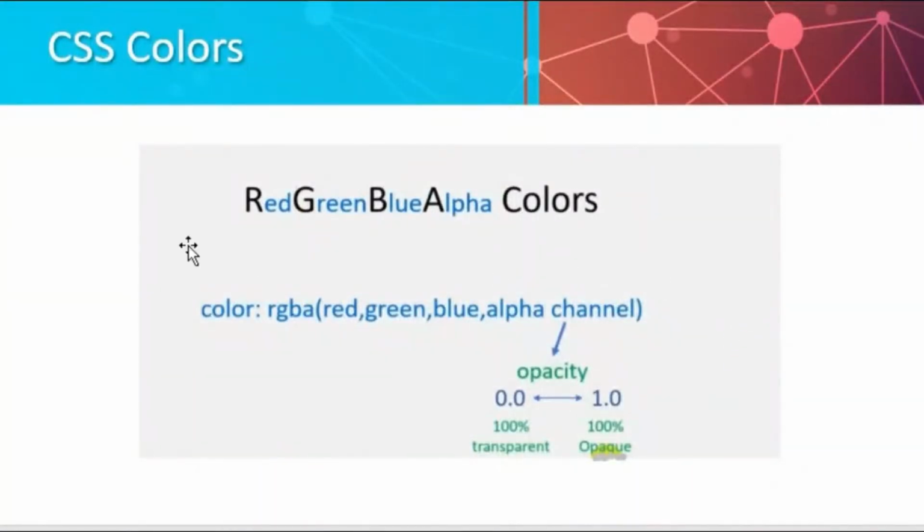We also have an extended version of RGB which is called RGBA, and this additional A stands for alpha channel value. We use it when we want to specify the level of opacity, and we can provide any value between 0.0 and 1.0, where 0.0 is completely transparent whereas 1.0 is completely opaque, or 0% transparent.